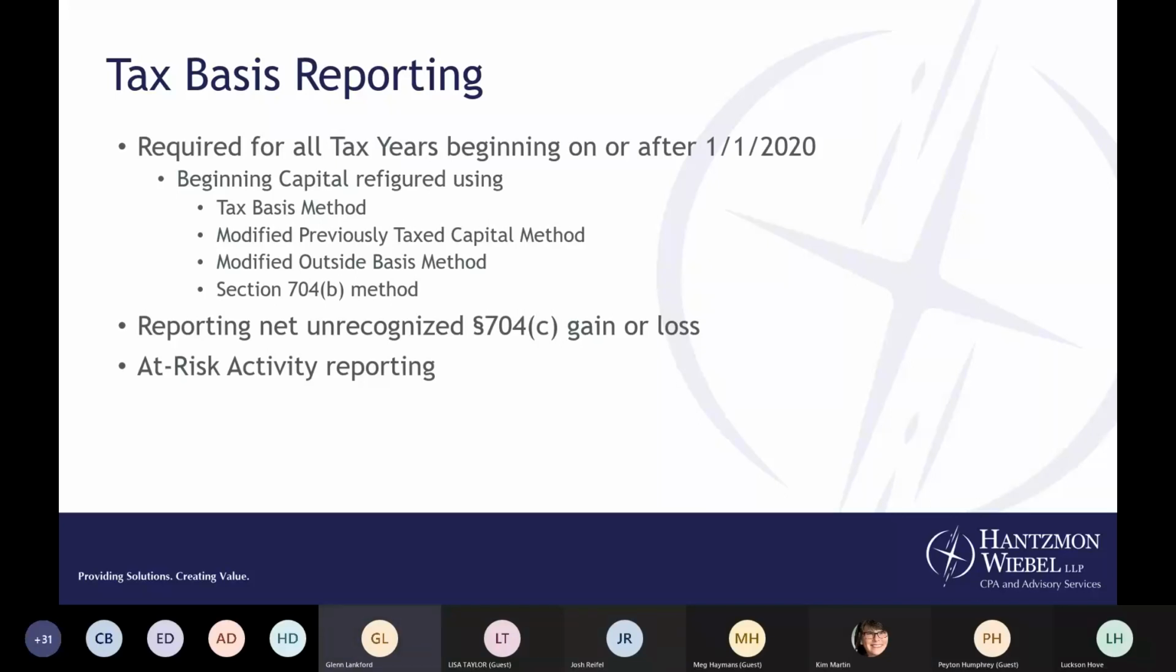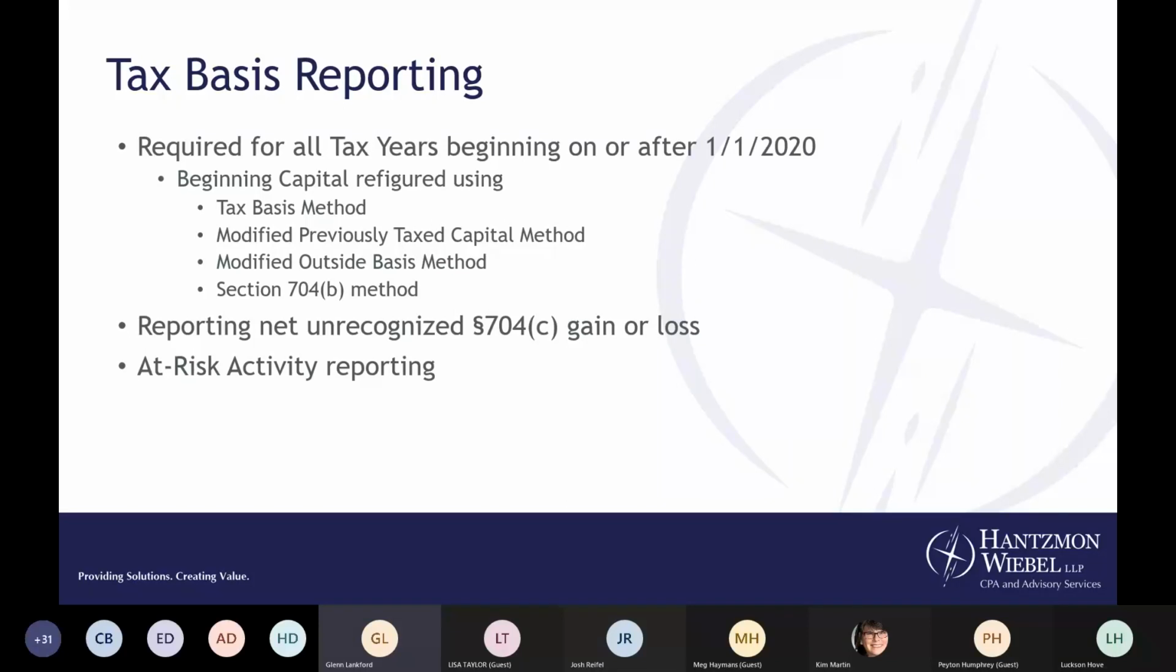Okay. And then I'll just cover the last thing on this slide, the at-risk reporting. That's separate and apart from tax basis, really. The way I like to look at it is, when you have a trade or business activity, there are really 3 hurdles you have to cross before you can deduct a loss from that trade or business activity. Number 1 is basis. You've got to have tax basis to deduct the loss. Number 2 is you've got to be at risk for the loss. And number 3 is the passive activity rules, which we're not going to get into in this discussion.